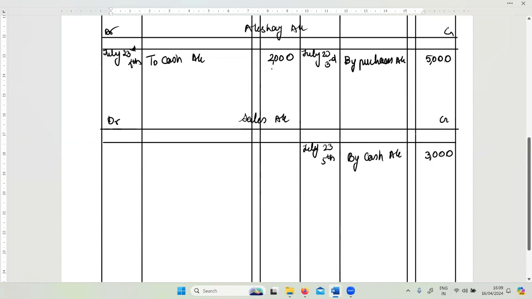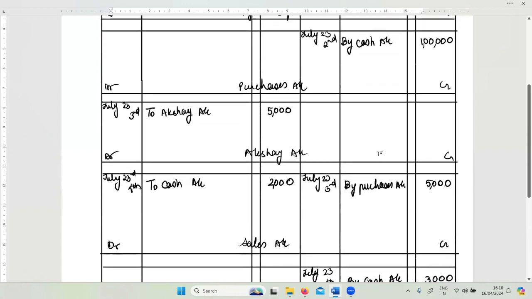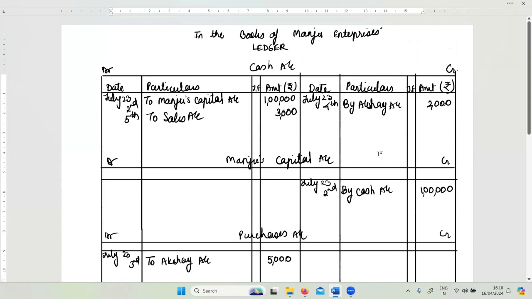So if I have to read this entry now, how will I read? I will start with cash account debit 3,000 to sales account, because credit is what? Sales account. What is debited? Cash account. Got it? So the posting part of ledger accounts is over. The first part is over. Now what remains? Tell me. It will be basically the part of balancing.